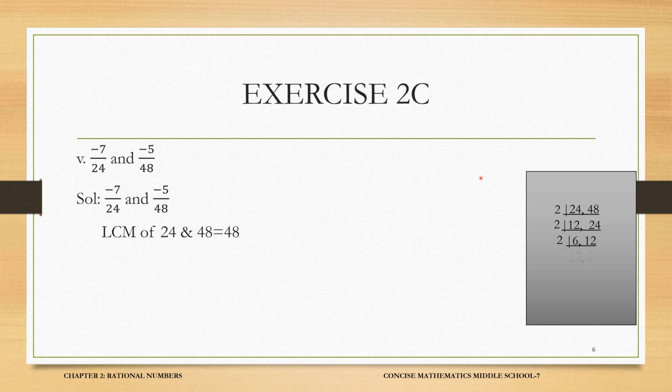Again it is divisible with 2. 2 3s are 6, 2 6s are 12. Here even though 3 is not divisible, the 6 is divisible, right? So divide it with 2. 2 3s are 6 and now you can divide it with 3.